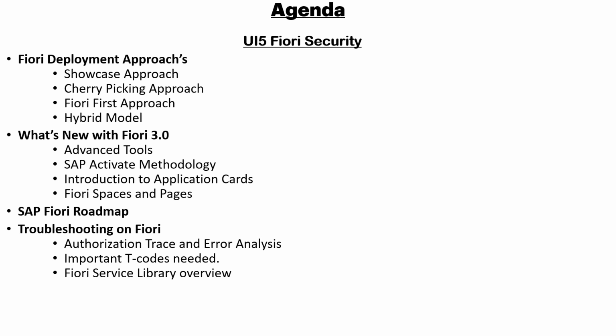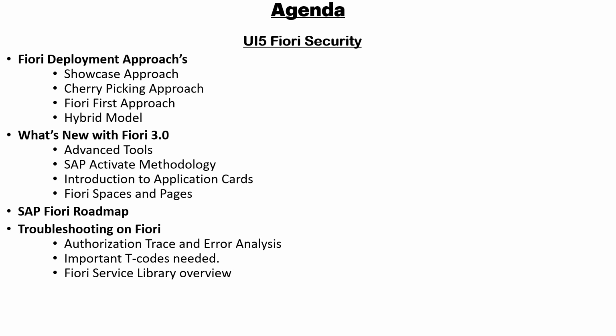Then we will move into the brand new SAP Fiori 3 functionalities. What are the new tools which have been introduced in the market with SAP Fiori 3, with the HANA 1909 FPS 2 version? We'll see the SAP Activate methodology, what it is, and how we can use it to improve the role design which we have. We will also look into brand new elements like application cards. What is a card? It's not a tile, it's not a target mapping. It is something very different, very new, and very innovative which SAP has come up with. We will look into what application cards are.